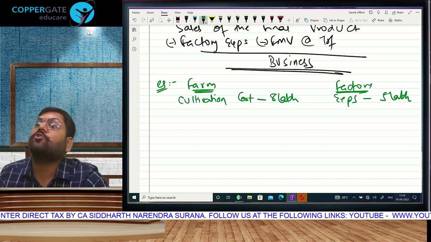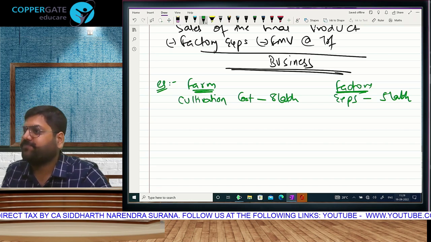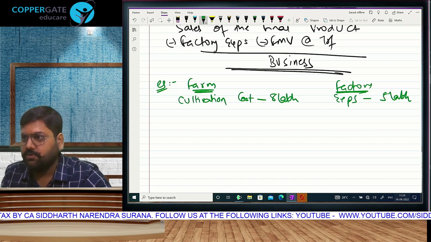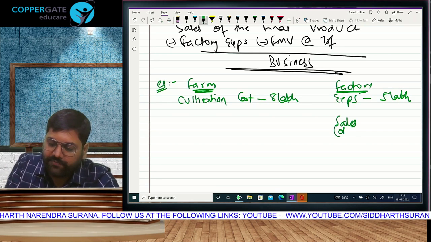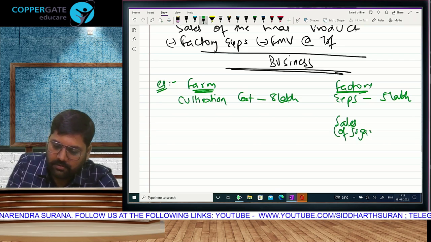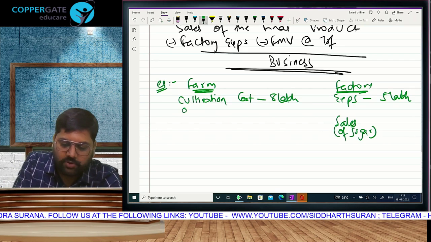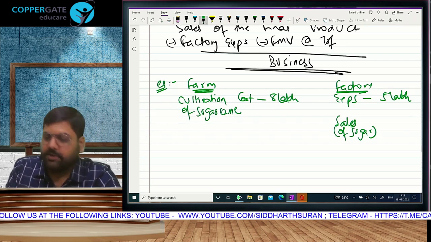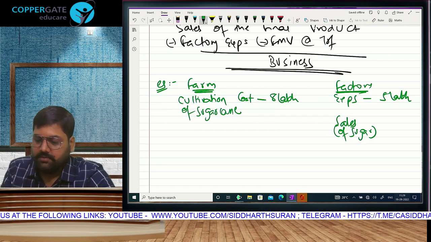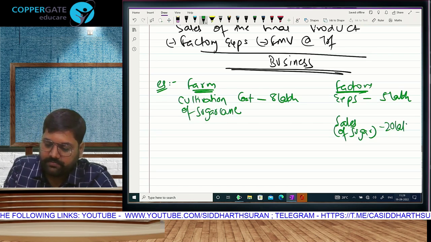We have a product called sugar. Because as soon as the factory expense happens, sugar cane has been converted into sugar and sales have happened, obviously, of sugar. So cultivation cost of sugar cane and sale of sugar, because of that extra factory process, 20 lakh rupees.